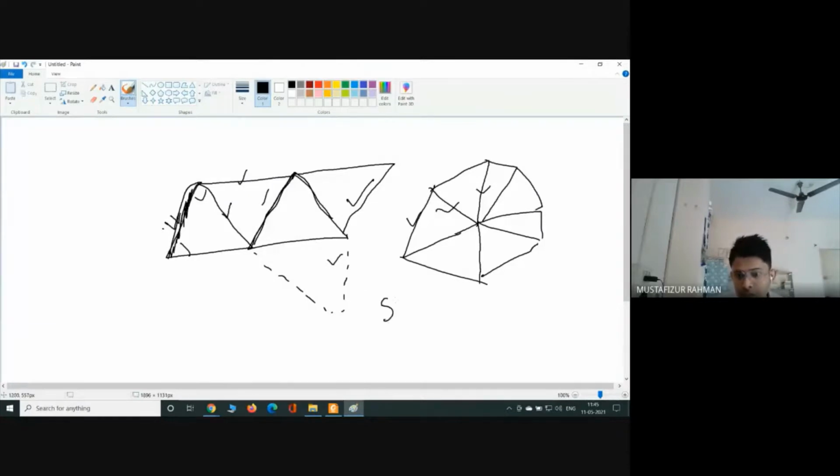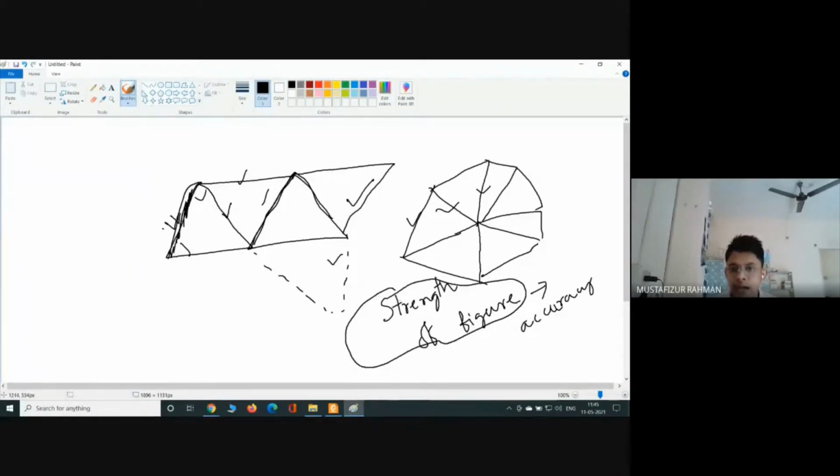So the strength of figure is directly related to the accuracy. In whichever way our accuracy is higher, we should proceed that way. So to find out in which way our accuracy will be higher, we find the strength of figure.